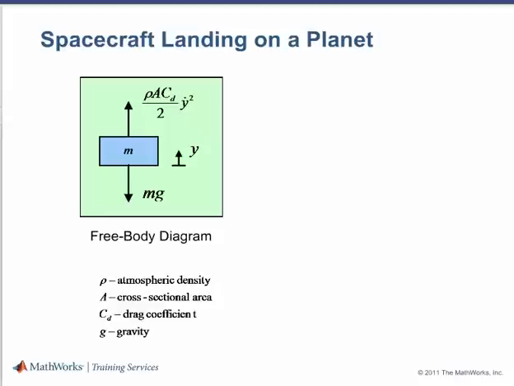Here is the free body representation of the landing spacecraft. The spacecraft is modeled as a mass falling in free space, with the force of gravity accelerating the mass downward. The displacement is measured vertically upward from the planet's surface. This implies that the velocity, y dot, will be negative as it moves toward the surface of the planet. The drag force is proportional to the square of the velocity, in accordance with standard aerodynamic models.